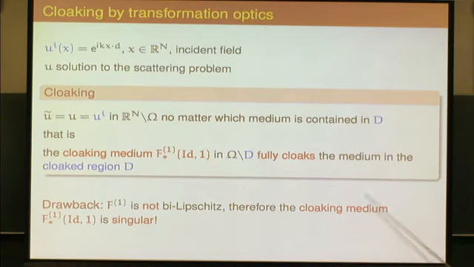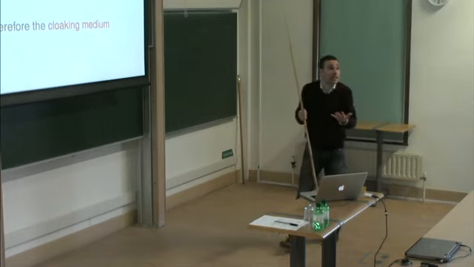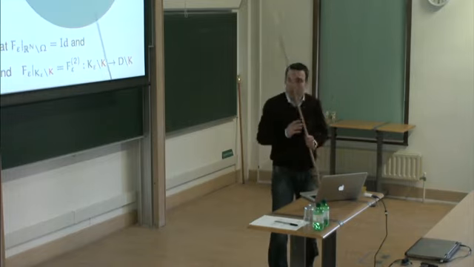The problem is that this f is not bi-Lipschitz, and so this cloaking medium is singular. So it's something that you cannot really do in practice. So what we try to do is an approximate cloaking, so to build some medium that effectively cloaks up to a certain extent, but is feasible from a practical point of view.